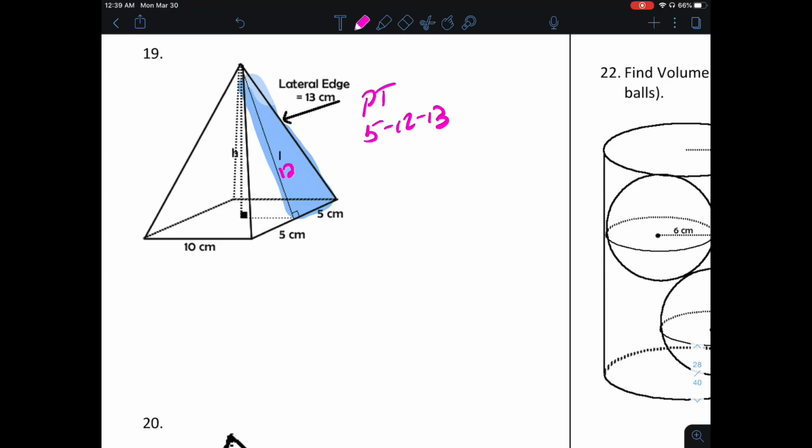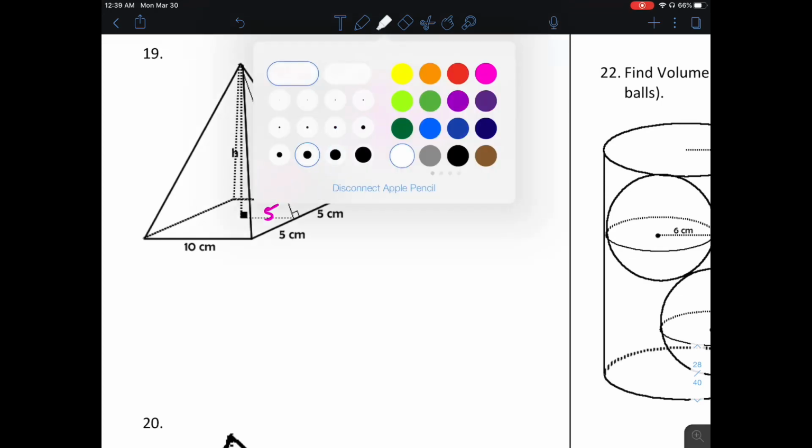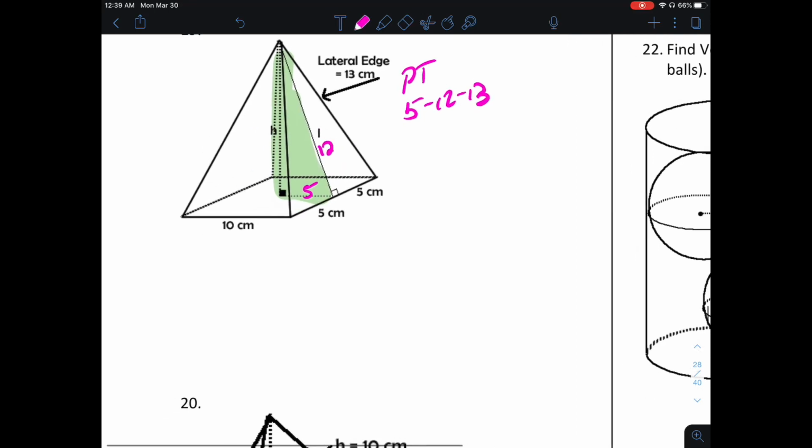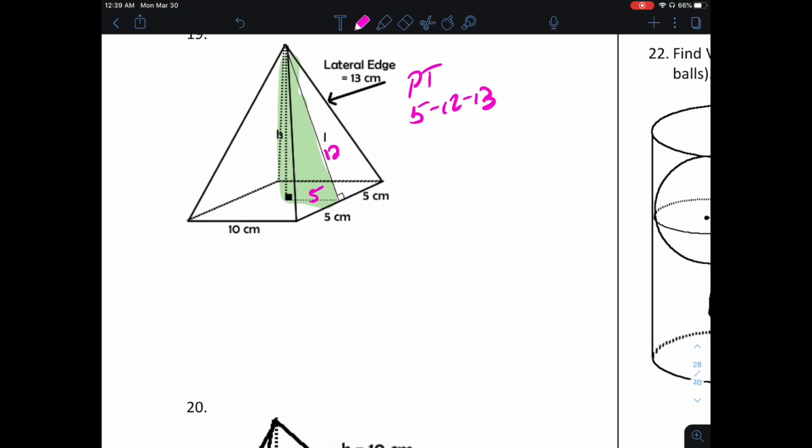Because if we move this 10, which is this distance here, this height is going to cut that in half. That's going to make this 5. So now, looking at this green triangle, we have the hypotenuse is 12, a leg is 5, we don't know the other leg. This is not a 5, 12, 13, because that would make a leg 13, which would be bigger than the hypotenuse, which is impossible. So we're going to use the Pythagorean theorem, x squared plus y squared is r squared.